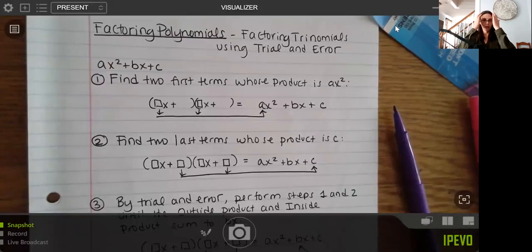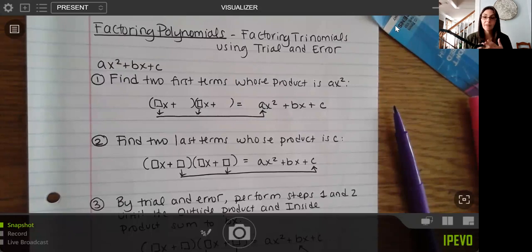In this video, we're going to factor polynomials, but focus on trinomials. And there's two different ways that you can factor trinomials. There's the trial and error technique, and that's what we'll talk about in this video. And then in another video, I'll talk about using grouping to factor trinomials as well. So here we're going to focus on the trial and error method.